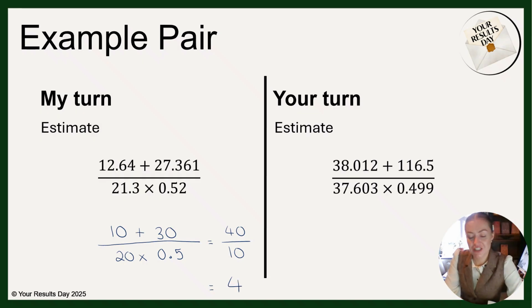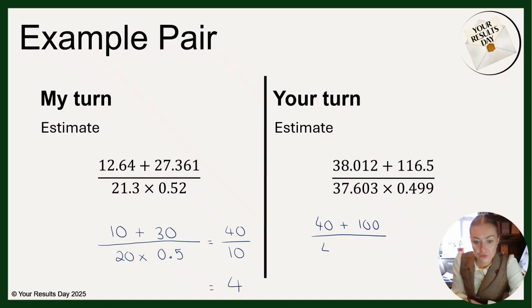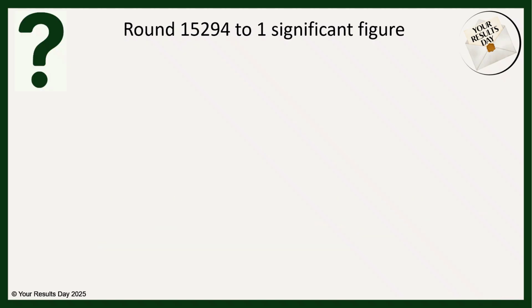Here's one more question for you to have a go at. Once again, pause the video and hit play when you're ready to see the solution. We should have 40 plus 100 over 40 times 0.5, which would give us 140 over 20, and 140 divided by 20 is 7.